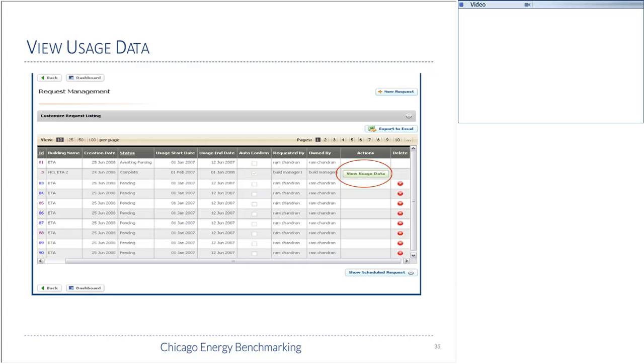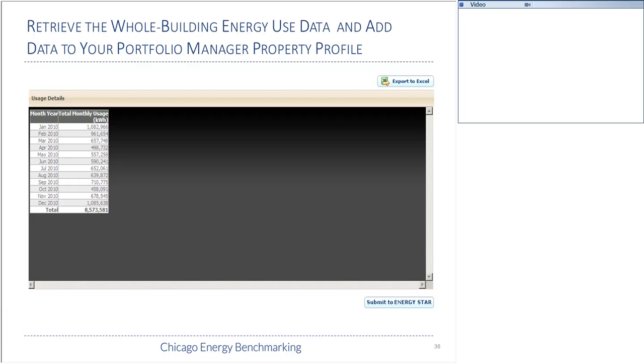So you click the View Usage Data button once it's available, and then you'll see a really simple list of your aggregated data for your building. So this one, for example, just looked at building data for 2010 in the example on the screen. So it has January through December and the full building data, the full kilowatt hours for the year.